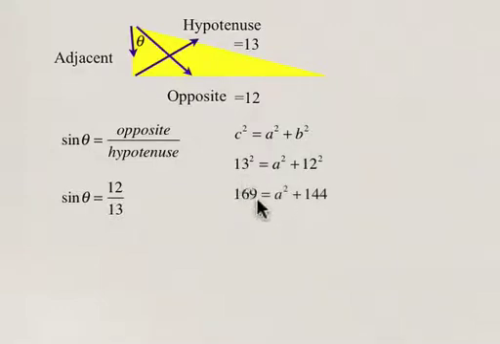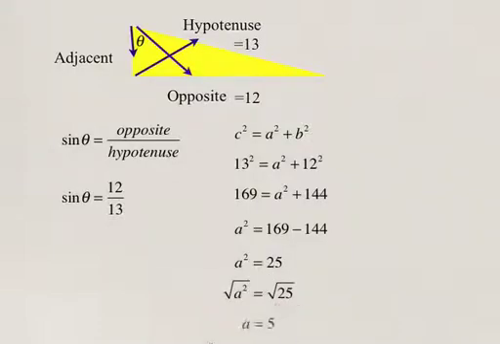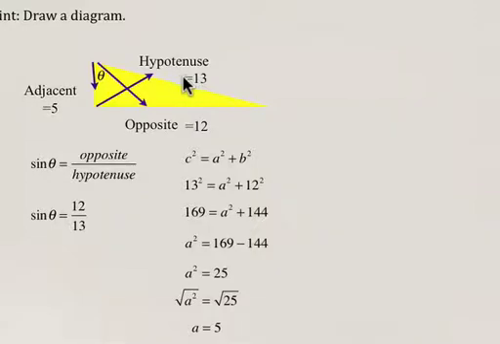And if we square 13 and square 12, this simplifies to be 169 is equal to a squared plus 144. And we now have to solve for a. So the first thing we can do is subtract 144 from both sides. And a squared then is 25. To find the value of a, we have to take the square root of both sides, which leaves us with a equals 5. So now we know the adjacent side. And so that's 5 centimeters or 5 units. This could be feet, any unit at all.